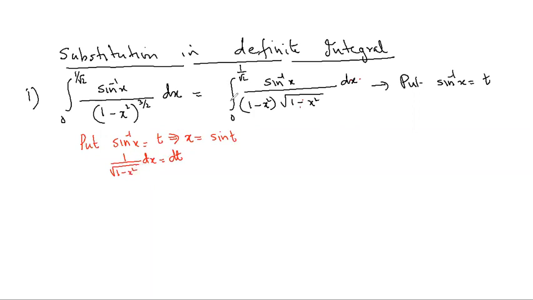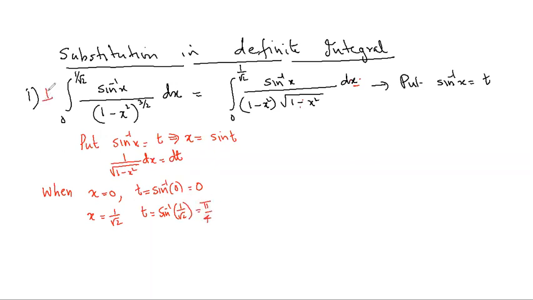Now that is not enough. Whatever values you see, 0 and 1 by root 2, they are the values of x. But we have changed the variable to t, so the corresponding values of t are to be calculated. So I am going to write the most important step. When x takes value 0, what will be the value of t? t's value will be sine inverse of 0, which is 0. When x takes value 1 by root 2, what will be t? t will be sine inverse of 1 by root 2, which is pi by 4.